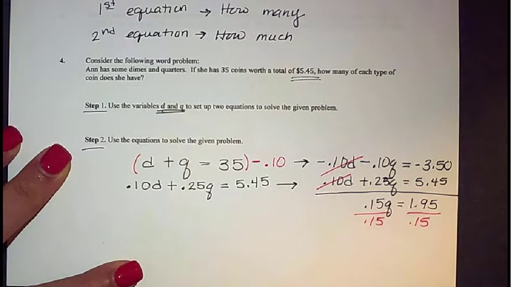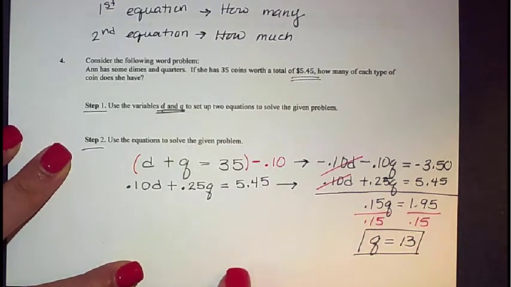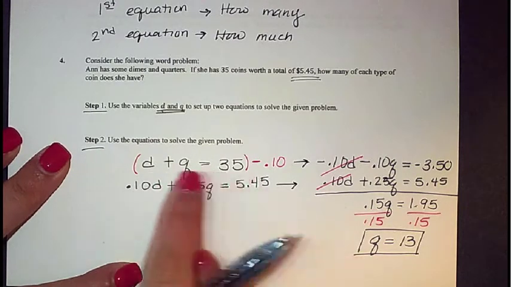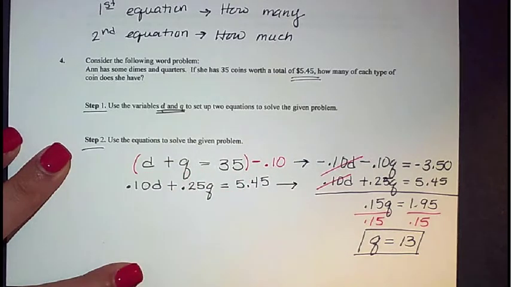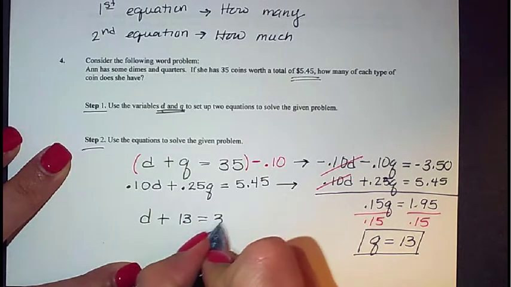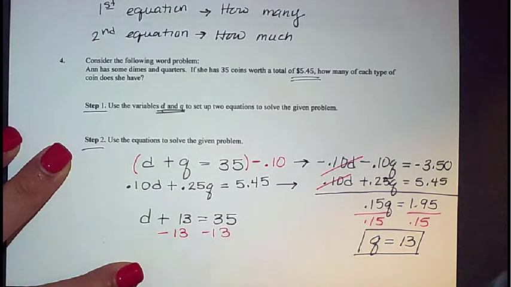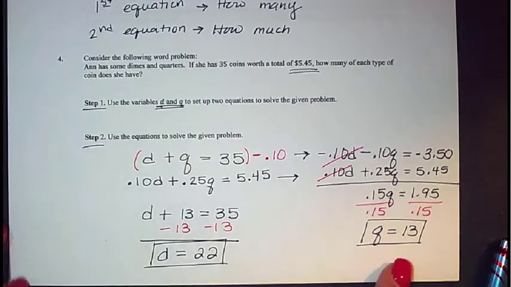And that's going to tell us that Anne had 13 quarters. But again, remember, that's not my final answer. That's just part of it. I also need to know how many dimes she had. Definitely easier to plug it into this first equation than trying to plug it into the second one, which you could do, but I'm going to go with the first one and say I've got D plus her 13 quarters equals 35. So we're going to subtract 13 from both sides, and we're going to find out that Anne has 22 dimes. So she has 13 quarters and 22 dimes.